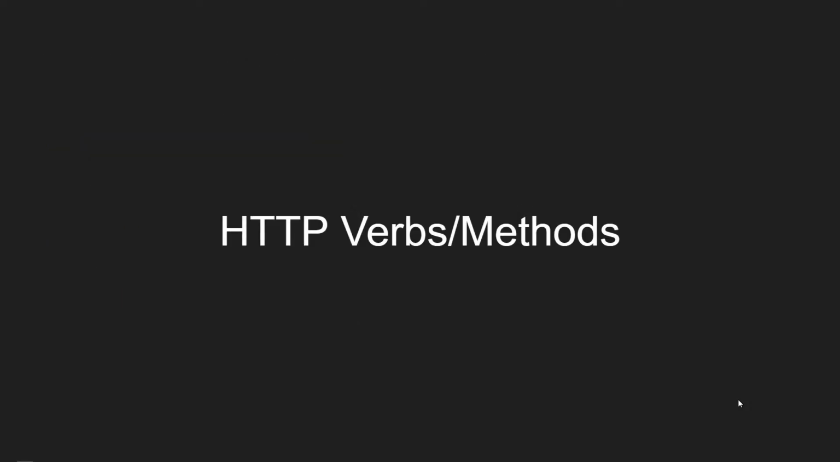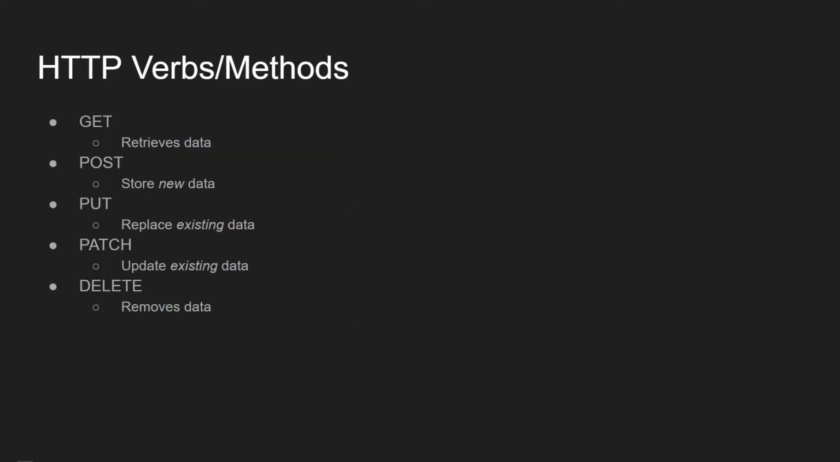Okay, so let's talk about some of these verbs and methods. So in HTTP, when we say GET, what we mean is we're trying to retrieve data. We're trying to grab some data from somewhere. POST is we're trying to store new data. PUT means we're trying to replace existing data. PATCH means we're trying to update existing data.